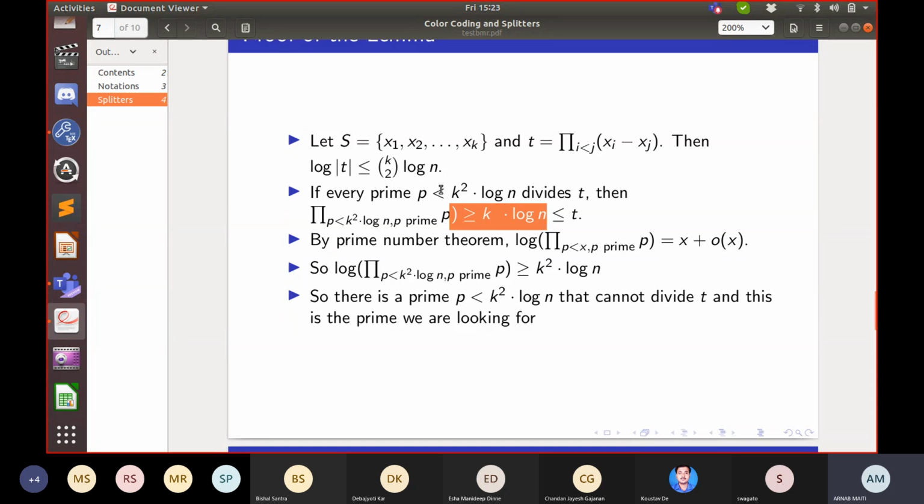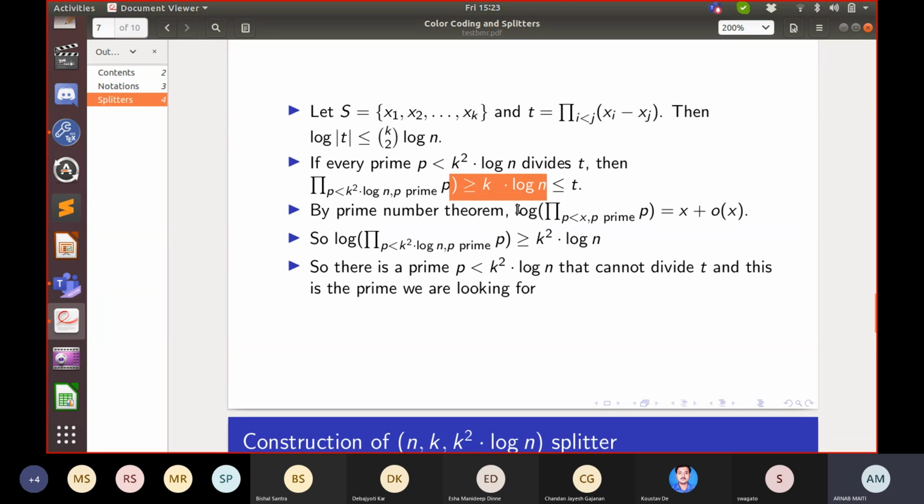This happens if every prime p divides T. We have the prime number theorem, which says that the logarithm of the product of all primes p less than x is x plus small o of x. So by this we get that the logarithm of the product of all primes p less than k² log n is greater than or equal to k² log n. This is by the prime number theorem.